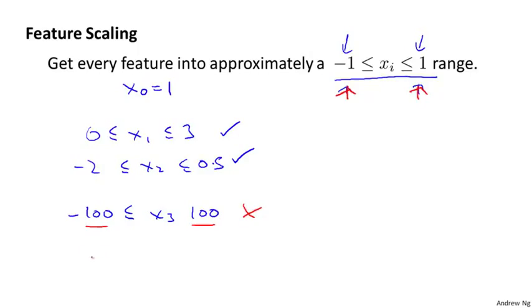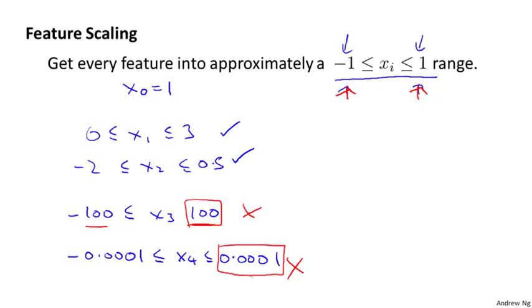And similarly, if your features take on a very, very small range of values, so if x4 takes on values between -0.0001 and positive 0.0001, then again, this takes on a much smaller range of values than the -1 to +1 range. And again, I would consider this feature poorly scaled. So you want the range of values to be a bit bigger than +1, or a bit smaller than +1, but just not much bigger like +100 here, and not too much smaller like 0.001 over there.